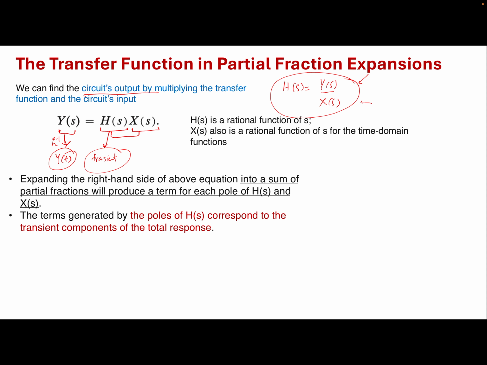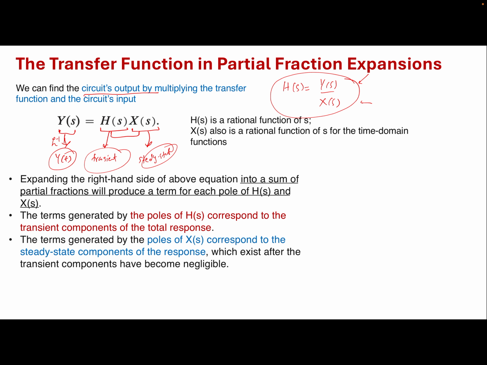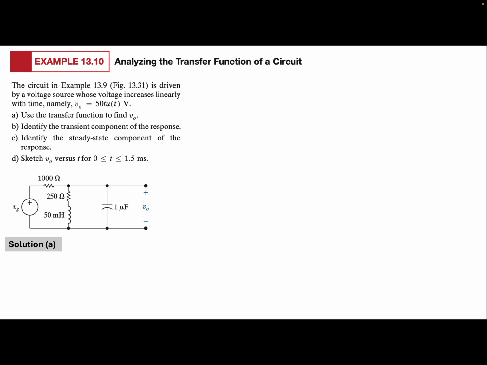We have already seen that, but we're going to see it much more clearly in this example problem. And the poles of X of s contribute to a steady state response. So the poles of H of s, the transfer function, contribute to the transient response, and the poles of the input contribute towards the steady state components of the response. Okay, so let's do an example problem to see what I just said.